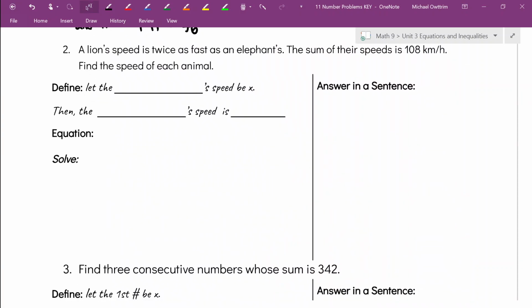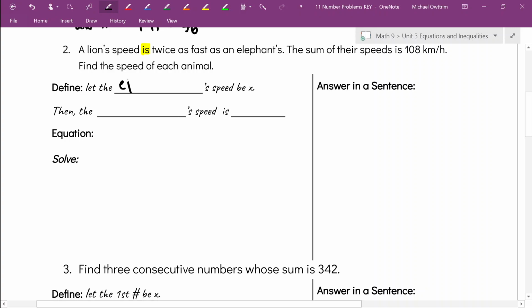In question 2, we've got a lion's speed is twice as fast as an elephant's speed. The sum of their speeds is 108 kilometers per hour. We want to find the speed of each animal. So what we want to think about here is which animal's speed is being calculated based on the other animal's speed. So when you see our lion's speed is twice as fast as an elephant's, the elephant's speed is being used to calculate the lion's speed.